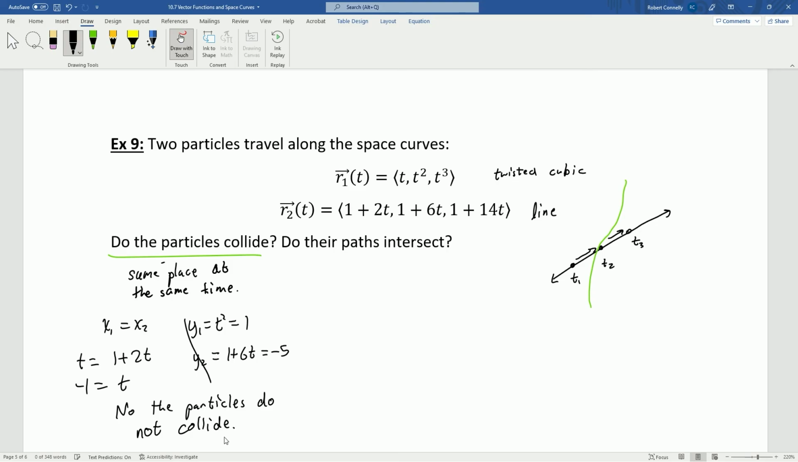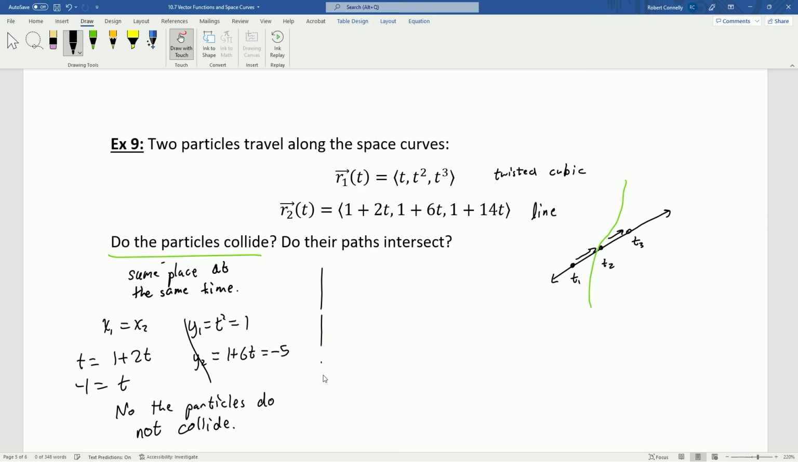Because the whole idea here is that all three coordinates should be equal for the same t value. So the only t value where the x coordinates are equal is this. The only way they could collide is if the y coordinates and z coordinates were also both equal. But that's clearly not the case here, so we can move on.